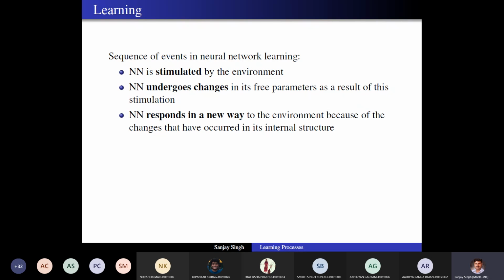Also, the neural network responds in a new way to the environment because of the changes that have occurred in its internal structure. When I say internal structure, what do I mean by that? When we say internal structure, is it like changing the hidden layer, the number of neurons in the hidden layer? No. That's what I wanted to clarify so that you should not get confused.